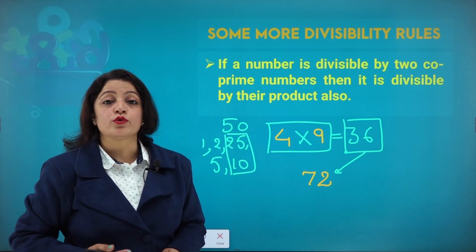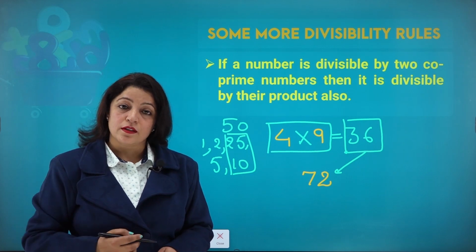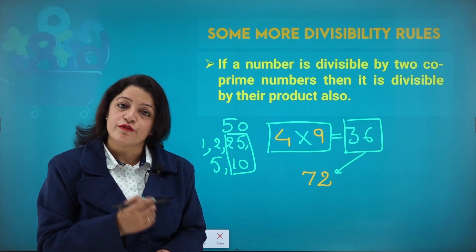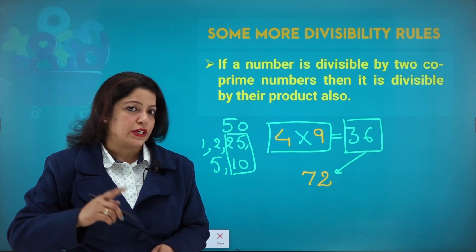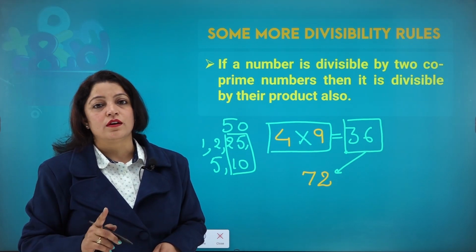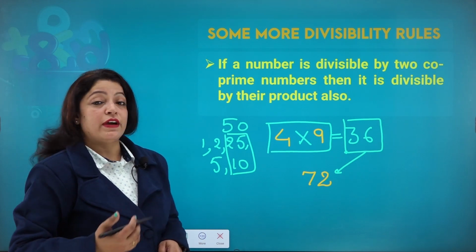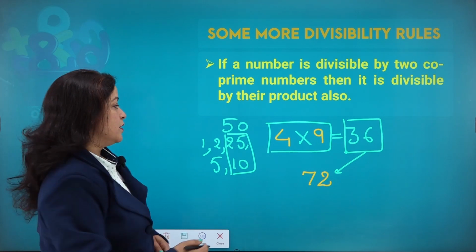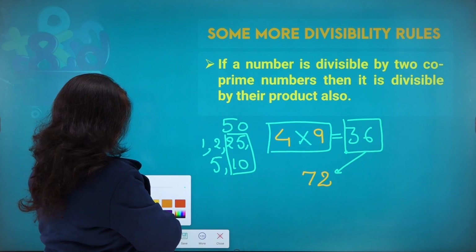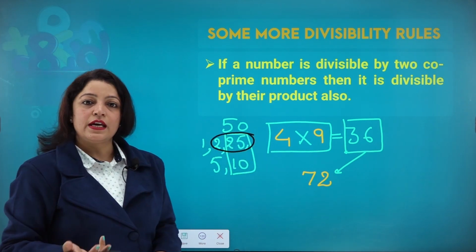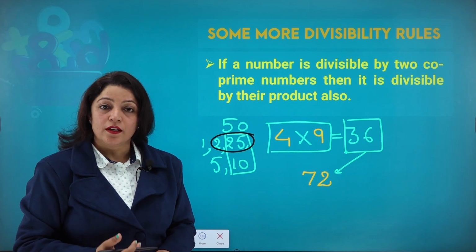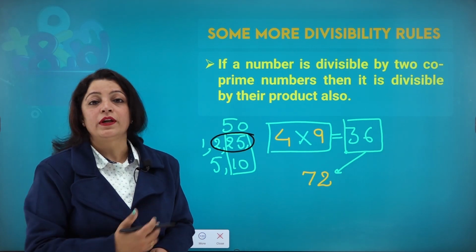No, they are not co-prime factors because they both come in the table of 5. That means the common factor here is 5, so it is other than 1. So we cannot take the factor combination of 25 and 10. Let me take another set, say 2 and 25. Can I take this set? Yes, they are co-prime because they don't have any common factor.